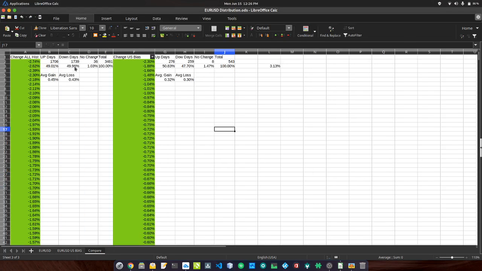And on a comparison, check this out. Average gain on a total basis is, again, almost the same amount of up days as down days, and almost the same average gain as average loss. But if you look at when MacroTrader tells you there is a bias to the US versus the Euro area, you can see your up days are greater than your down days by a good percentage, and your average gain is a little bit more than your average loss. So this is huge.